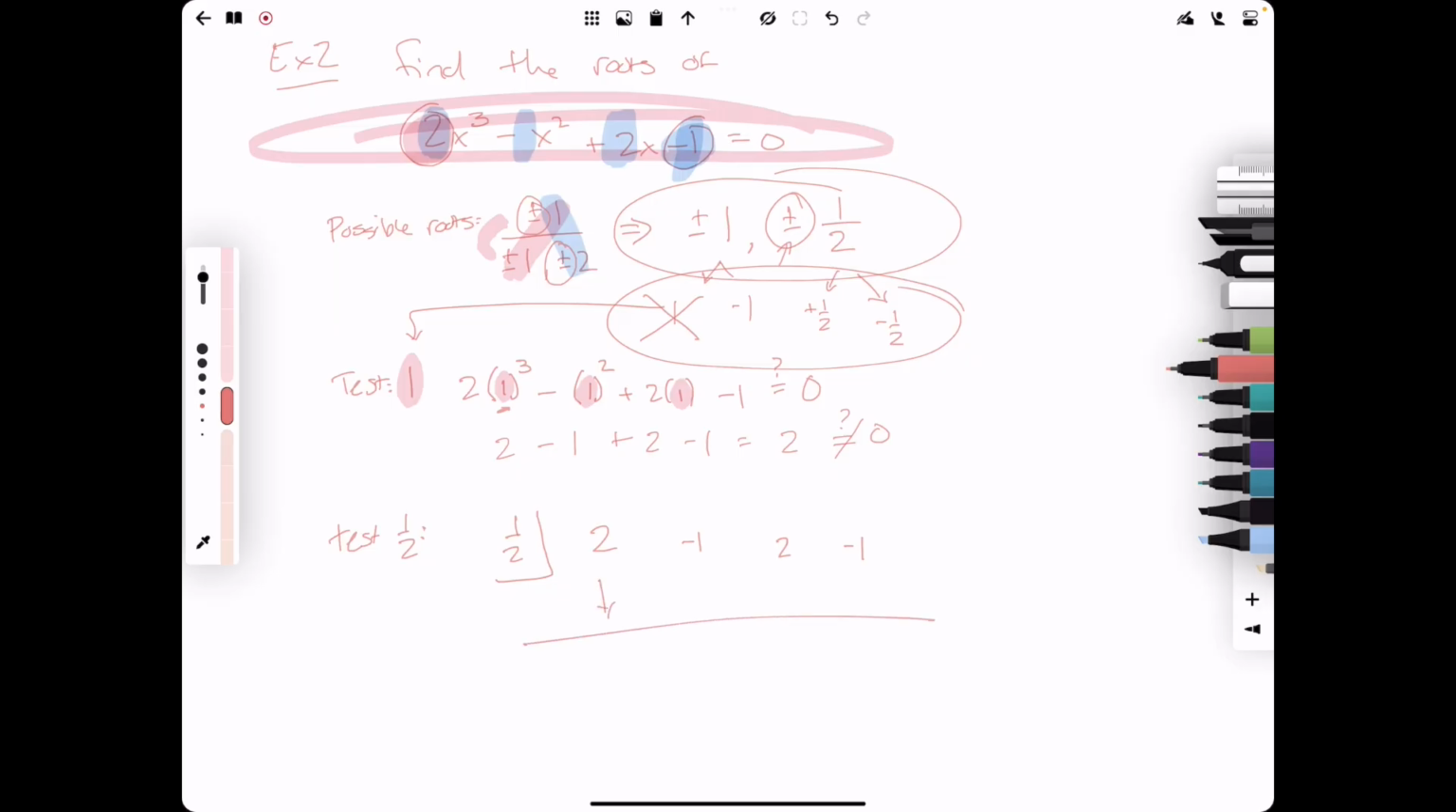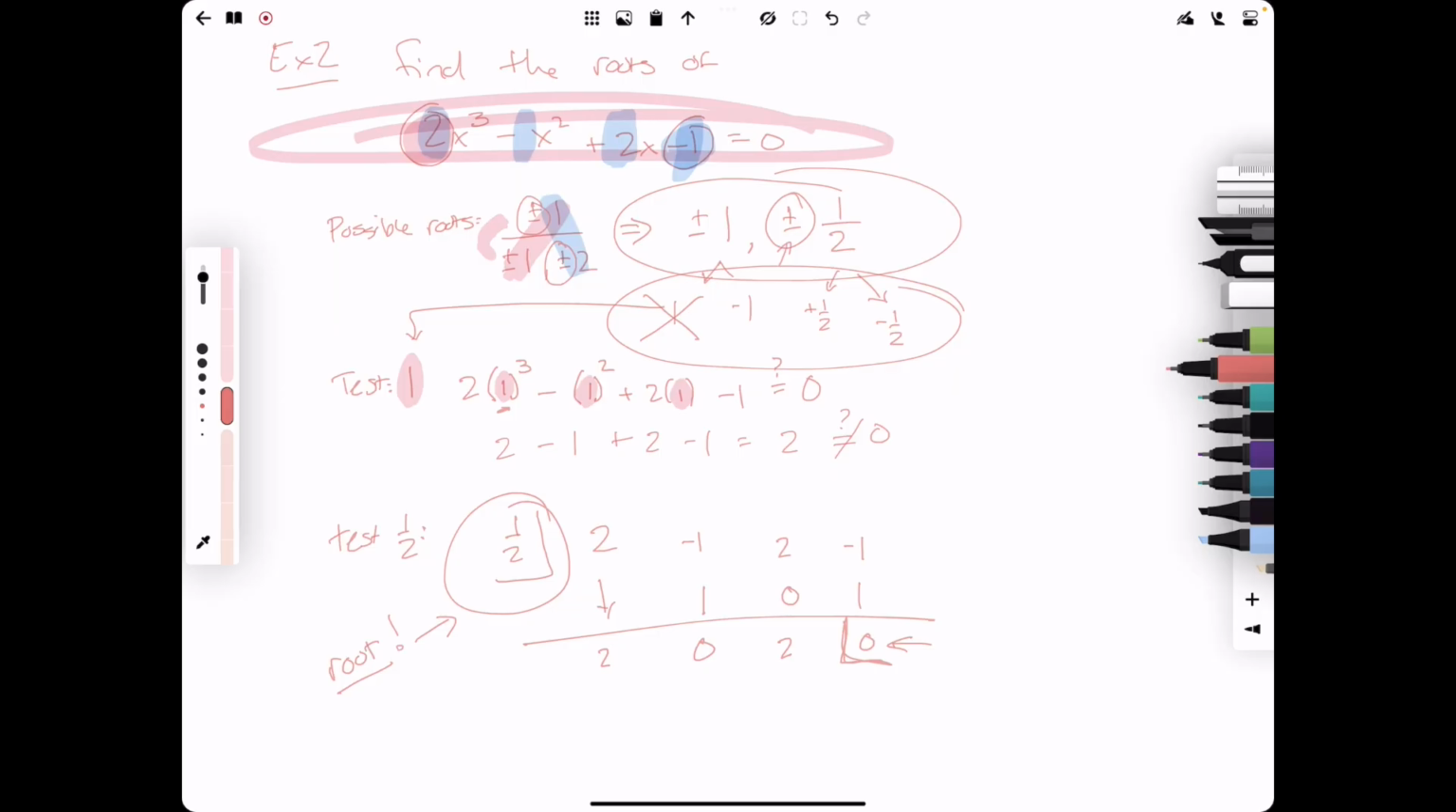We're going to bring down the 2. 1/2 of 2 is 1. Add those, we get 0. 1/2 of 0 is still 0. Add those, we get 2. 1/2 of 2 is 1. Add those, we get 0. So guess what? It works. It's 0. It works. So this is a root, right?